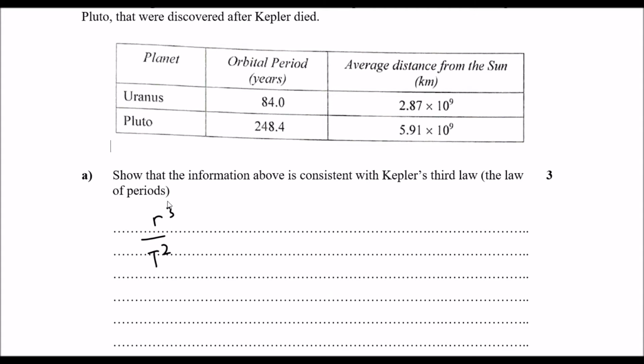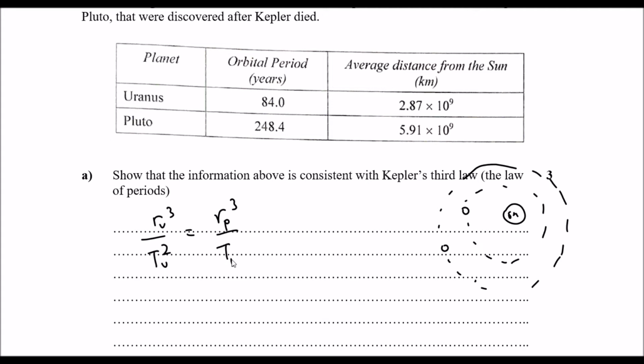Okay, so according to Kepler's law, if two different planets are orbiting around a star, then their ratios of radius of orbit cubed over T squared should be equal. So for Uranus and for Pluto, you should find that they're all equal to each other at the end of things. Okay, so that's what we're going to try and do to prove this scenario here.